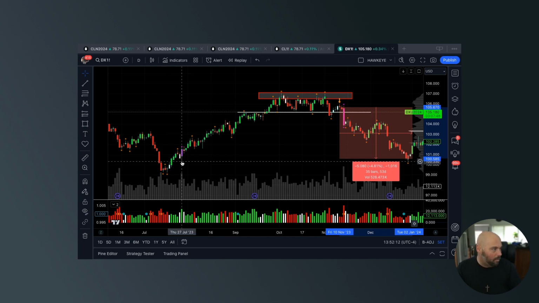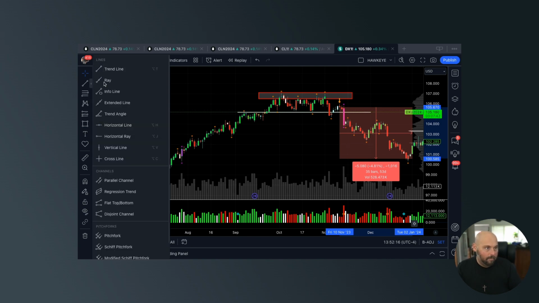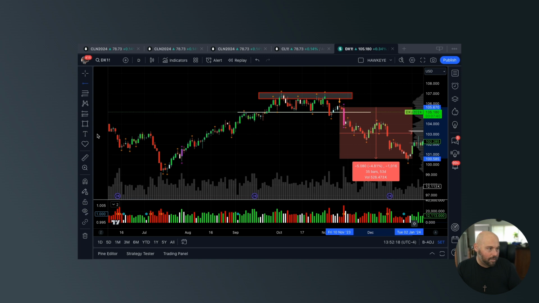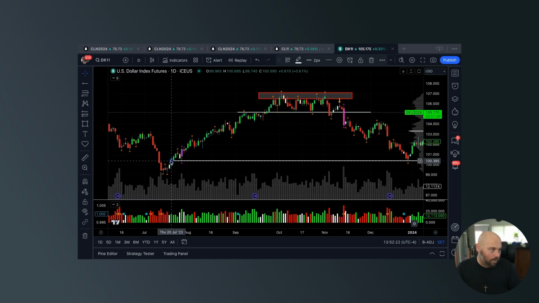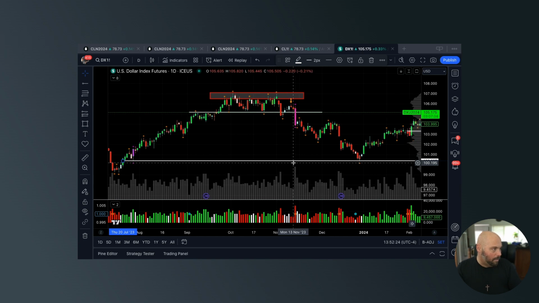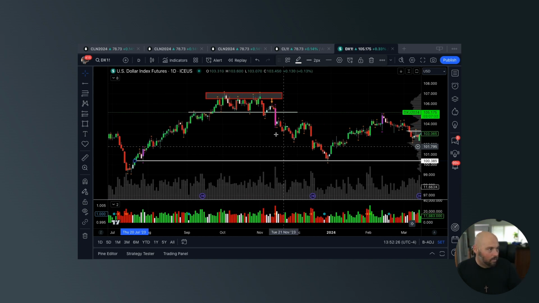Notice that the low of this wide bar caught price action on the way down. That's why wide bars are so important. Where did we pull back to? Oh, we pulled back to the wide bar.